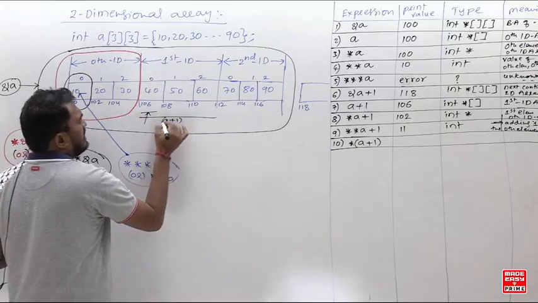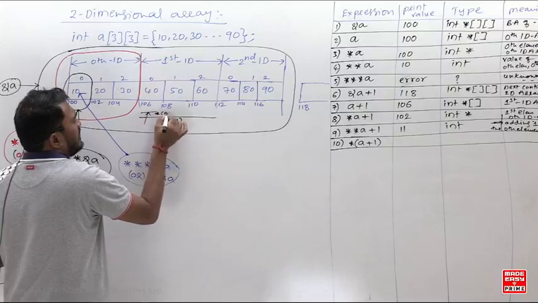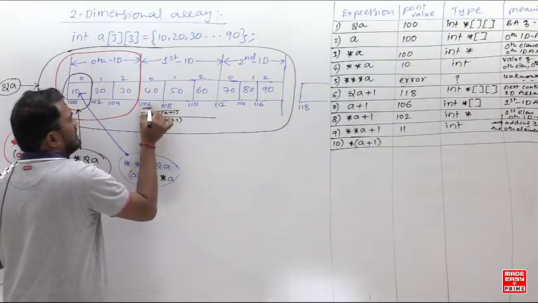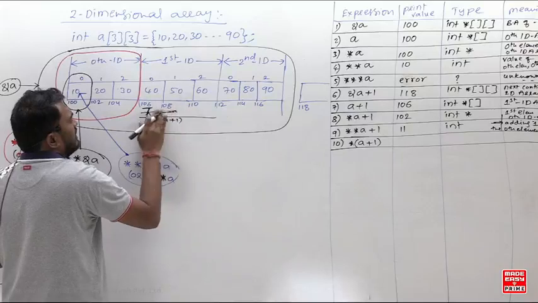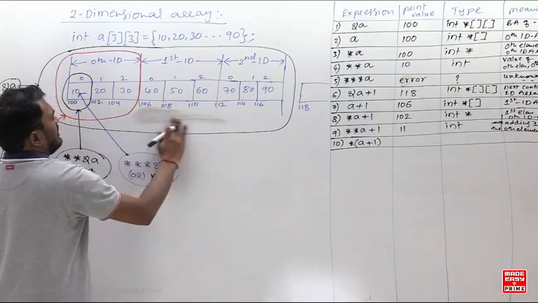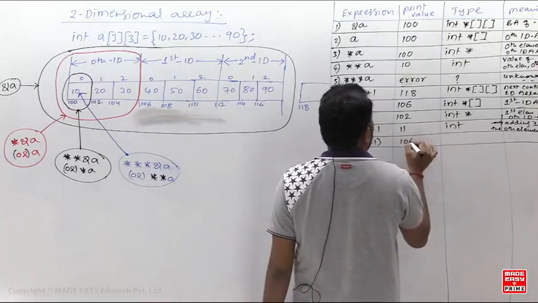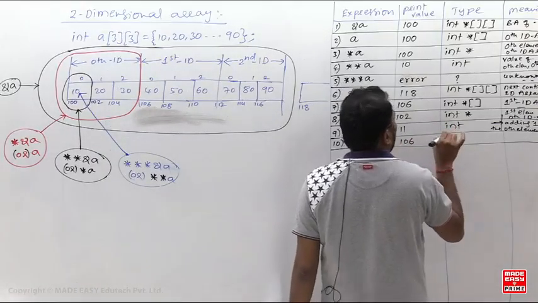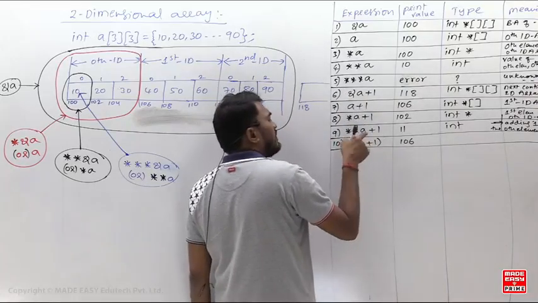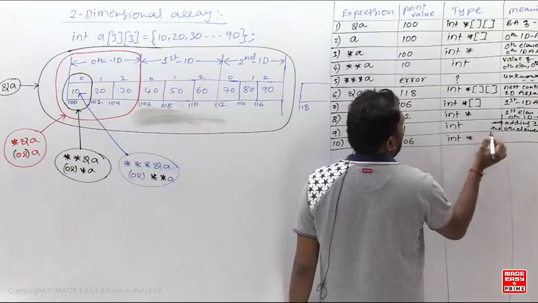A plus 1 is pointing to this first 1D array. When we apply star, it goes to the element. So with a plus 1 whole star, now it is pointing to this element. Is that clear? So don't get confused. It will print 106, but the type is what? Type is important here because a plus 1 whole star is now pointing to an element. So the type is int star.